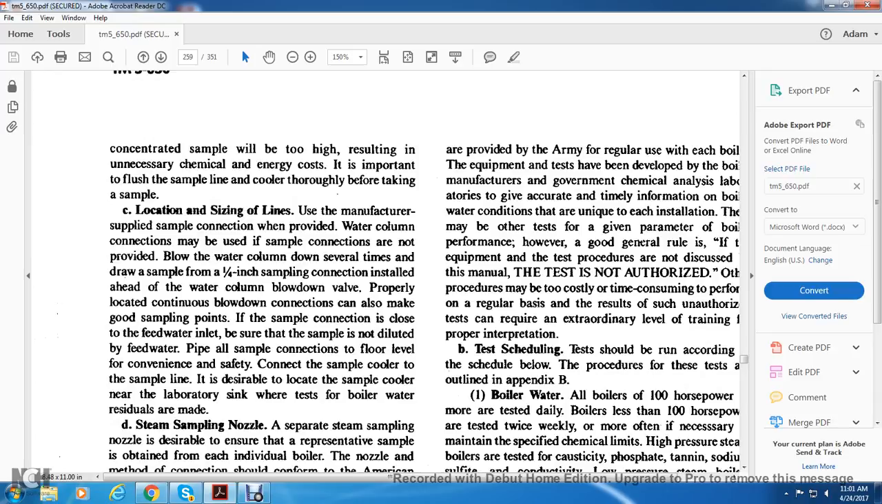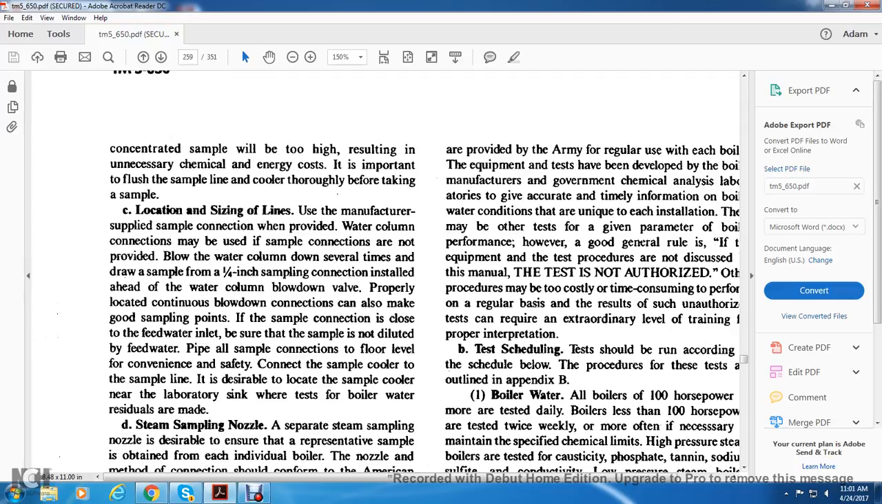Concentrated samples will be highly misleading, resulting in unnecessary chemical treatment costs. It is important to flush the sample line of the cooler before taking the sample. Location of the sample line. Using the manufacturer supplied sample connection with the provided water column connections may be used, but the sample connections are not provided with the blowdown water column.